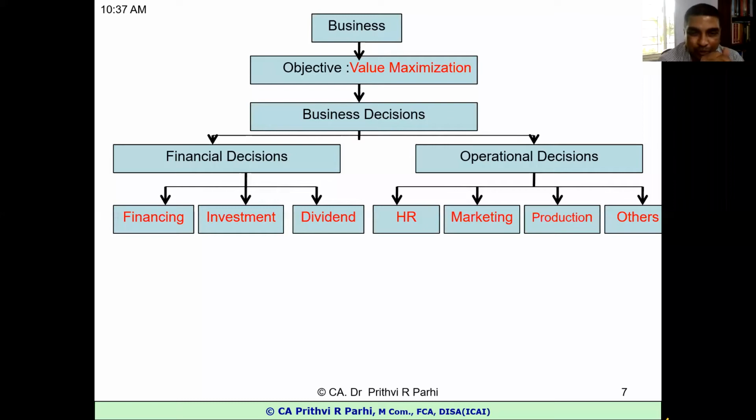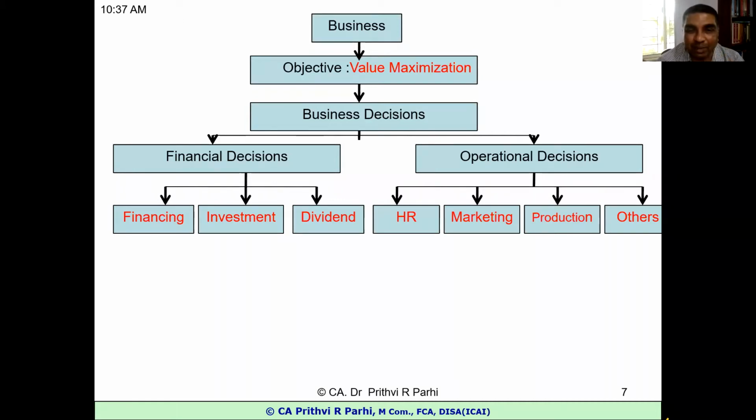Let me repeat the question again. For all these operational decisions, which appear to be non-financial decisions, my question is: do you take into consideration the financial implication of that decision? Suppose it's a marketing decision. You are thinking to run a marketing campaign. Can you take that decision ignoring finance totally? Or you think, no, finance is also important?